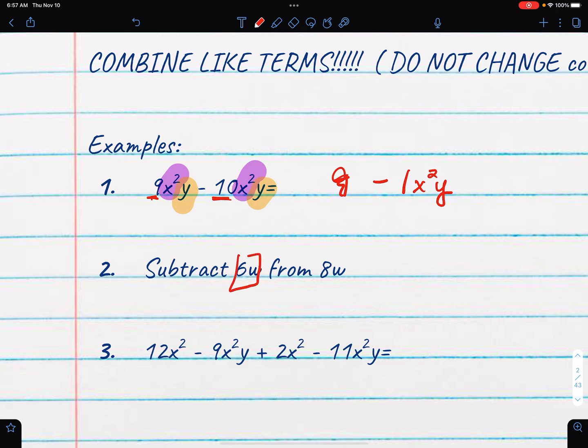This one, I'm putting 6w, 8w. I'm going to rewrite it as it says. So subtract 6w from 8w. That means 8w minus 6w. Well, that means I have 2 w's left.